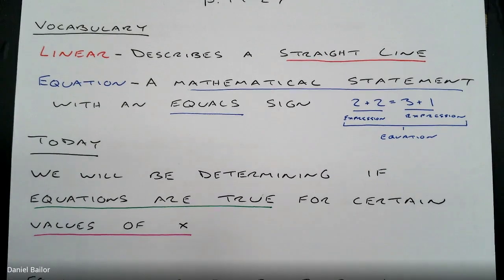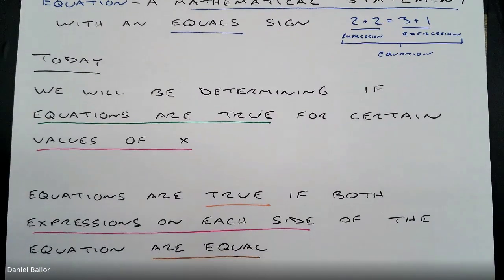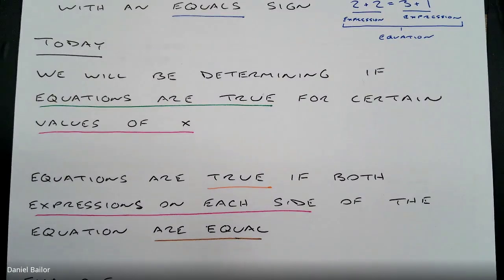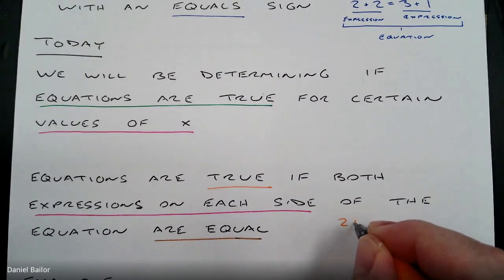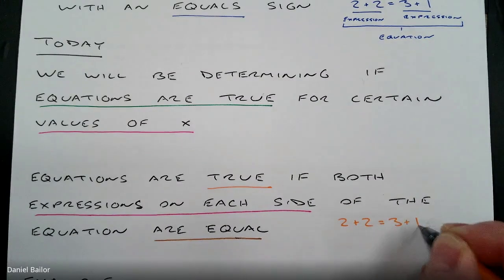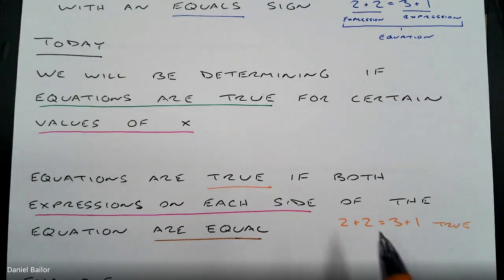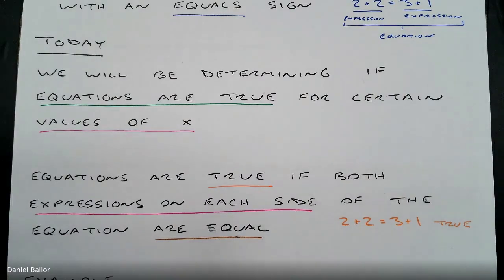So really what it means is equations are true if both expressions on each side of the equation are equal. Basically, it looks like this. Let's do a true equation. Let me just use the one I did before, 2 plus 2 equals 3 plus 1. That is true because 2 plus 2 is 4 and 3 plus 1 is also 4.